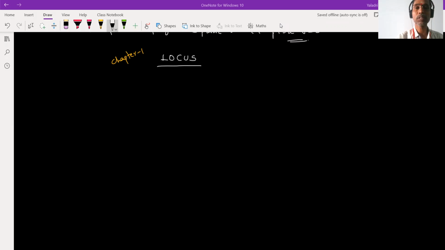So today we are going to discuss chapter 1, that is locus, the mass 1b, right? So what is meant by locus? First I would like to write the definition of locus. See here, what is meant by locus? I write the definition.